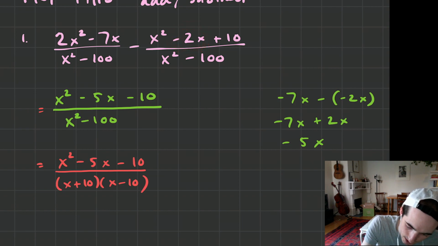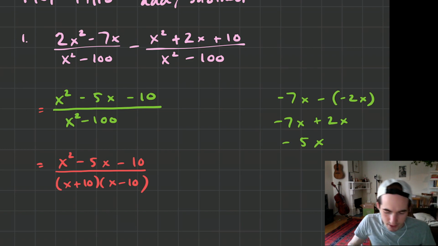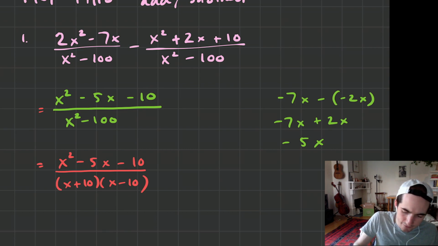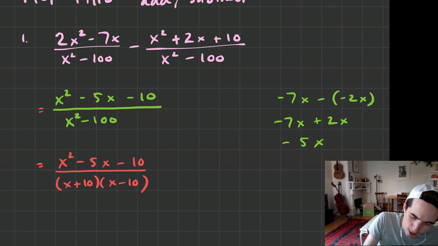into a plus sign, and you'll see why. So here, in an alternate universe, if this was the question, then we would have negative 7x minus 2x, which would give us negative 9x. And now the problem is going to be much more interesting.